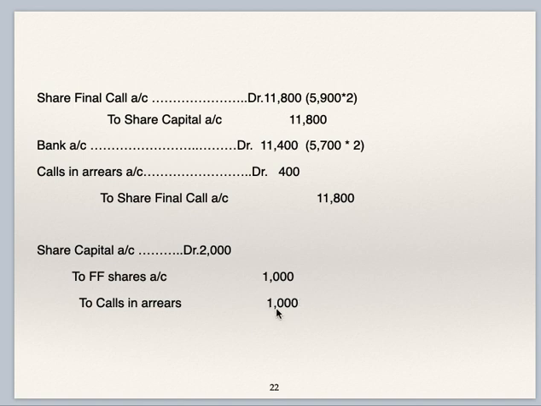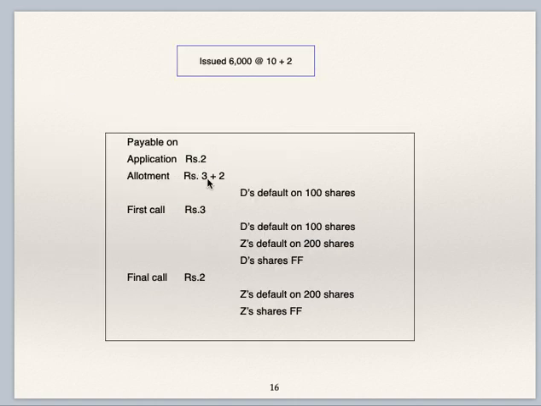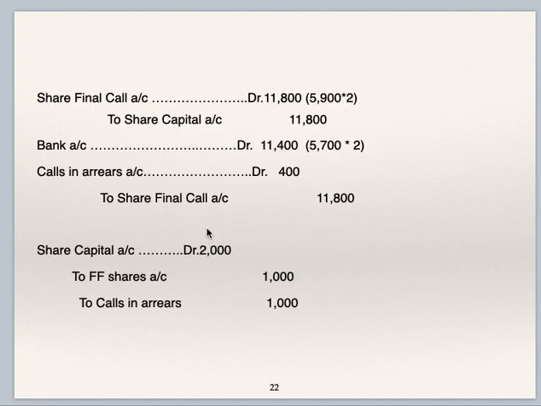They have not received on first call as well as on final call, whereas they have received on application as well as allotment. So 2 on application and 3 on allotment, 2 plus 3, 5 they have received, 3 on first call and 2 on final call, 3 plus 2, 5 they have not received, which gets transferred to calls in arrears account. Share capital account debit 2,000, 200 into 10. To forfeited shares, they have received application and allotment 5 rupees. To calls in arrears, they have not received first call and final call 5 rupees. 200 into 5 in both the cases.